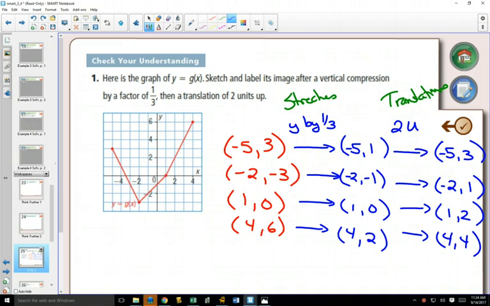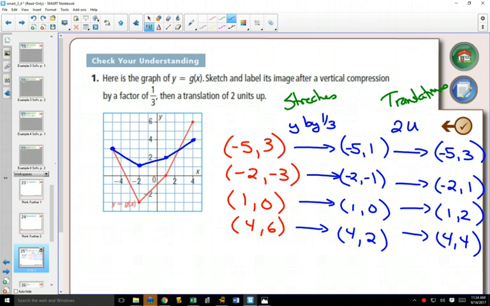We can go and plot these points on our new graph. So -5, 3, -2, 1, 1, 2, and 4, 4. Connect the dots. And we have our new graph. Yeah, good. So there's our final graph.